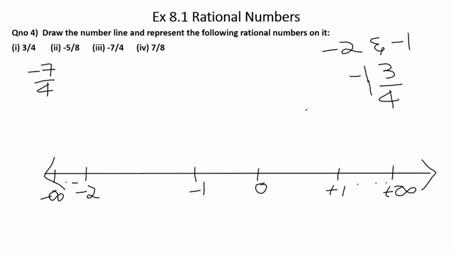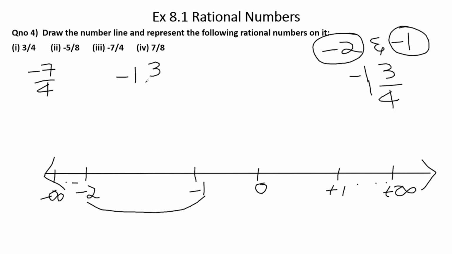We know that the value lies between minus 2 and minus 1. Now, minus 1 3 by 4: what is the value of the denominator? The value of the denominator is 4. So, divide this into 4 equal parts. Now, I have divided this into the 4 equal parts between minus 2 and minus 1.